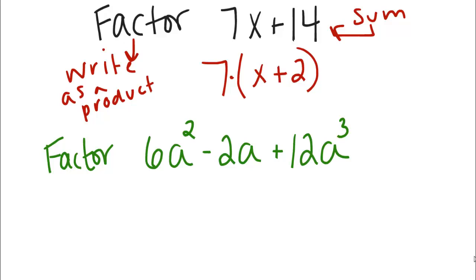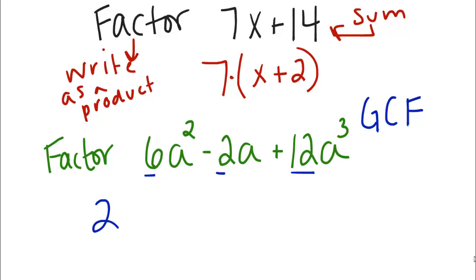Let's take a look at this bottom example. 6a squared minus 2a plus 12a cubed. We're trying to look for the greatest common factor. I sometimes call that the GCF, greatest common factor. We want to look at the numbers as well as the letters. Let's look at the numbers first. 6, 2, and 12 are our coefficients. Can you see the factor that they all have in common? It's 2. They're all multiples of 2.